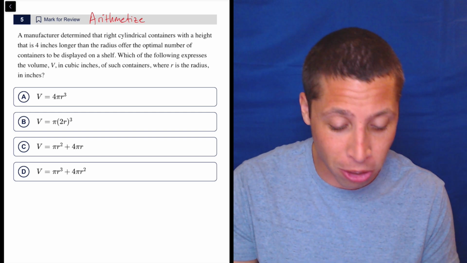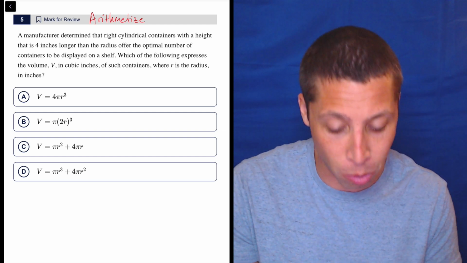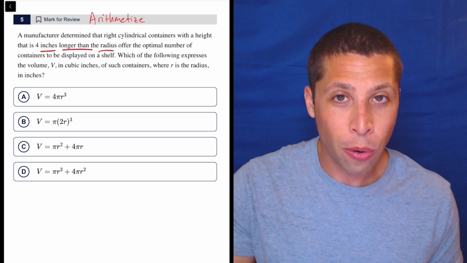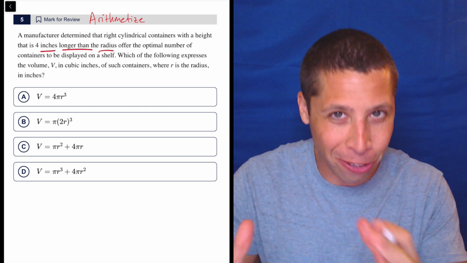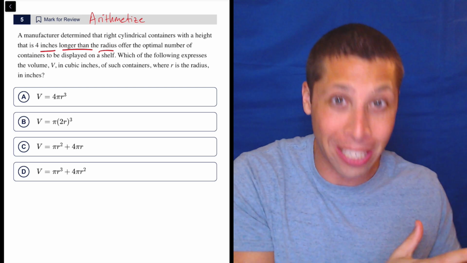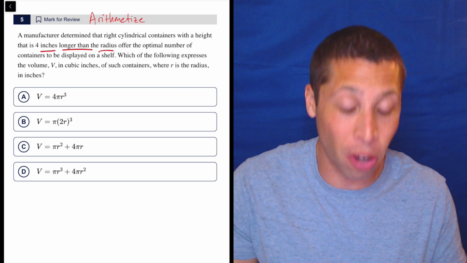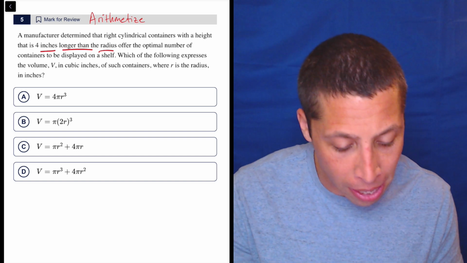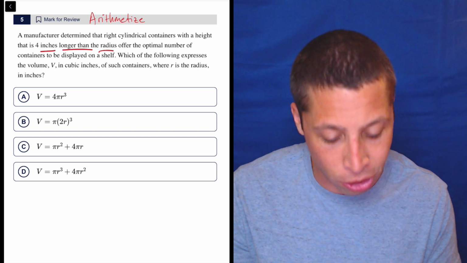A manufacturer determined that right cylindrical containers with a height that is 4 inches longer than the radius. Okay, it would be really great if I could literally have a height that is 4 inches longer than the radius instead of keeping it as this R. So we're going to do that. They offer the optimal number of containers to be displayed on a shelf, blah, blah, blah, which of the following expresses the volume in cubic inches of such containers.